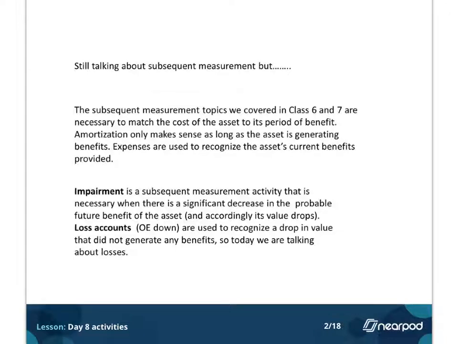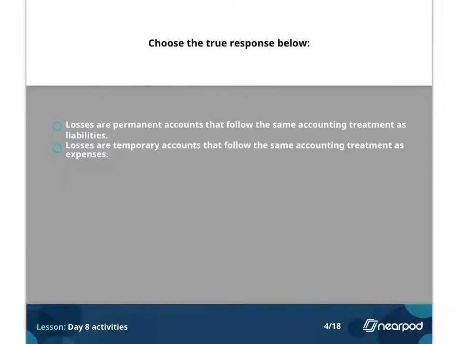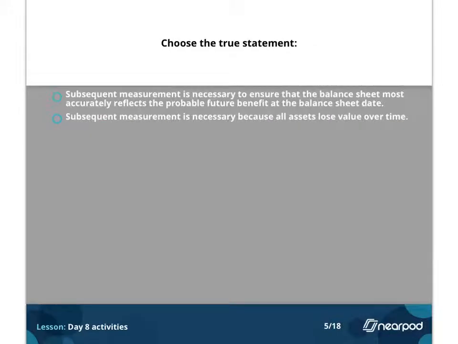And there was a quiz. We didn't go to where do they get reported? And you guys all remembered losses are temporary accounts, so that would be the right answer. Temporary account, they go on the income statement. Why we do subsequent measurement, and this is the answer, the top reason. Okay, subsequent measurement is always necessary to make sure the balance sheet is accurate at the period.